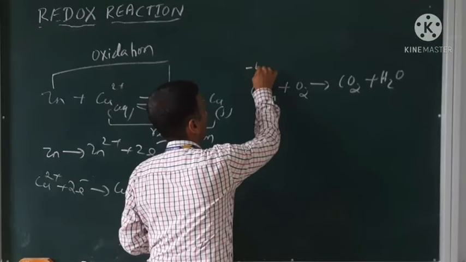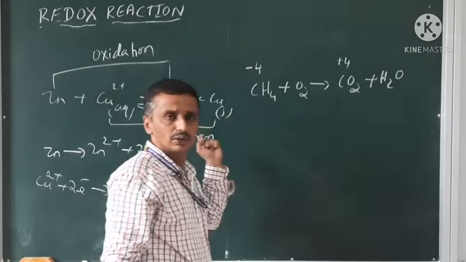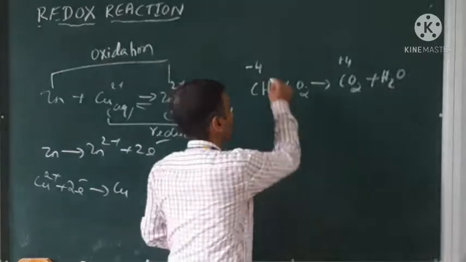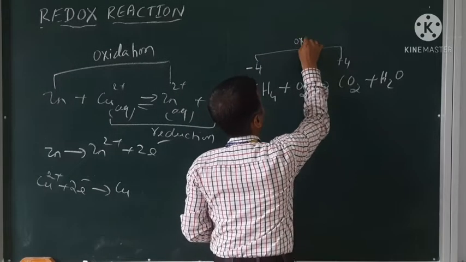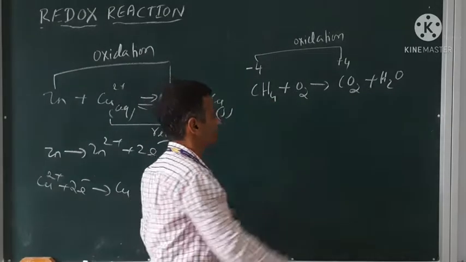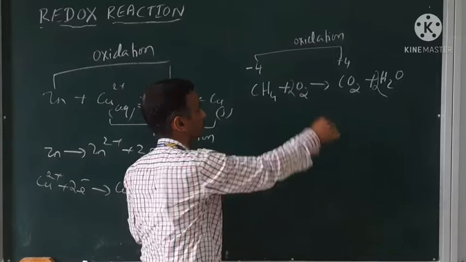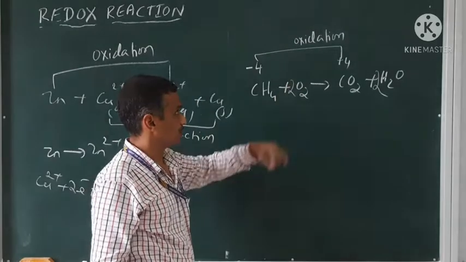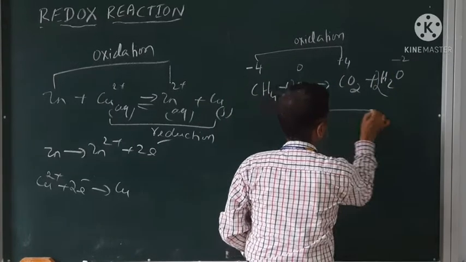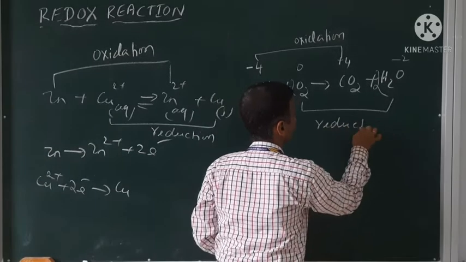Carbon here is in the -4 state, whereas carbon in CO2 is in the +4 state. Means what is happening here? -4 to +4, there is an increase. So there is an oxidation process here. Methane is undergoing oxidation. And the oxygen here is in the 0 state, whereas it is in the -2 state. 0 to -2, there is a decrease. There is a reduction here.